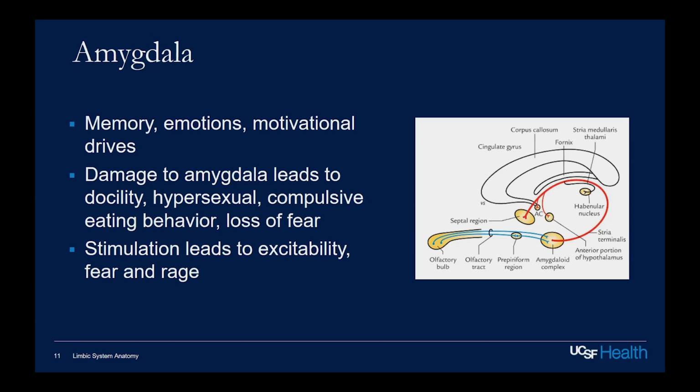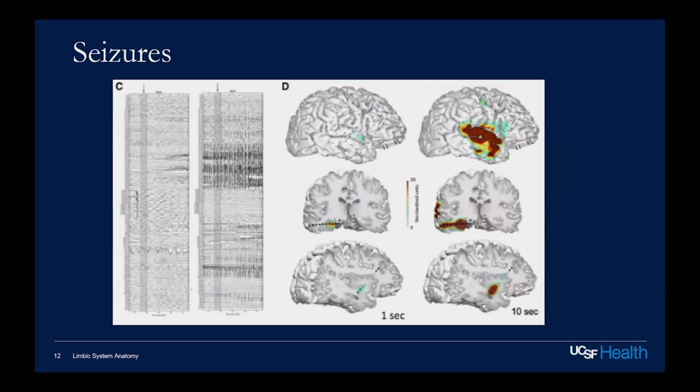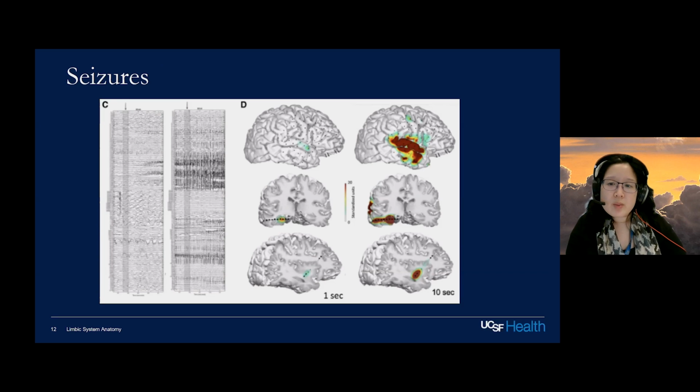On the flip side, stimulating the amygdala can lead to overexcitability, rage, and fear. The conditions where the limbic system is really affected include conditions like seizure, which we'll hear more about from Dr. Kleen. I just wanted to put this up here.